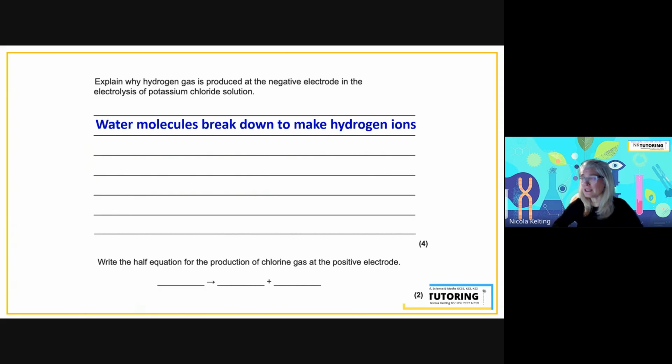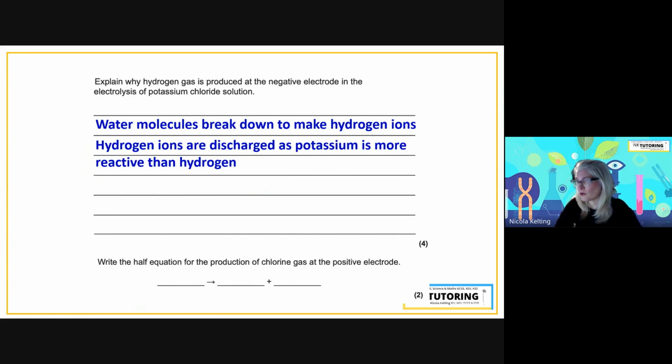So first bit is water molecules break down and will release hydrogen ions. These are crucial to form hydrogen gas, and they are discharged at this point because potassium is more reactive than hydrogen. Now, often this is a sticking point in understanding, and sometimes it's conceptually tricky. My advice at this point is write it down and learn it as you go through it. It will sink in as you go through. We know that the hydrogen ions will gain the electrons and therefore will form hydrogen molecules, H2, and therefore are no longer ions because they don't have a charge.